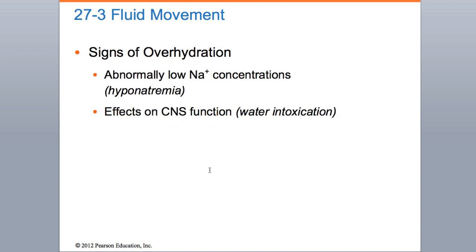Next slide. Now, having said that, look what it says right here. What do you see on this slide? Signs of overhydration: abnormally low sodium concentrations, effects on CNS, water intoxication. Now, it's a rarity, but it can happen. You can cause your brain to malfunction by taking in too much water. There have been reported cases of people who have died because they drank too much water all at once. It's got to be very severe.